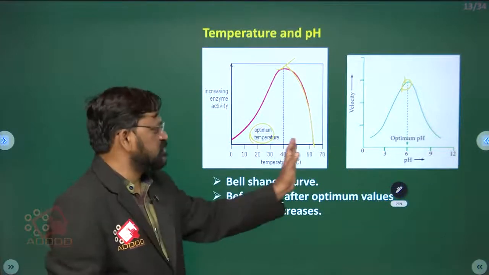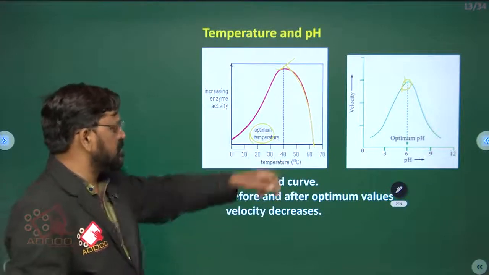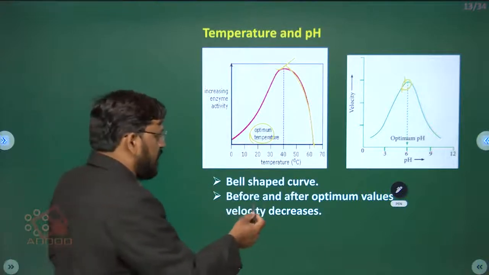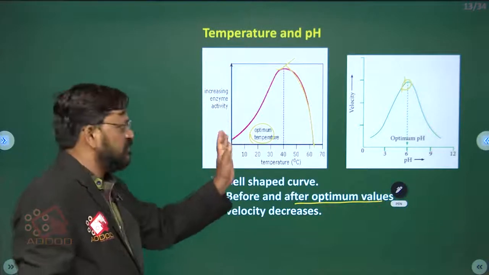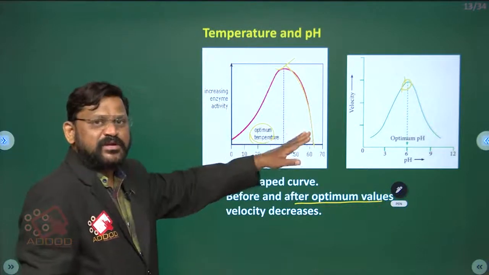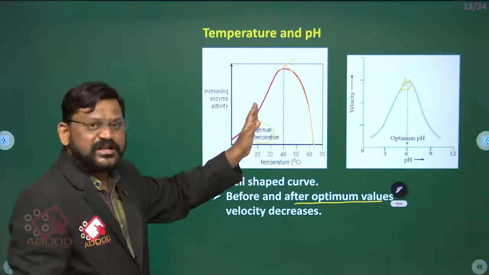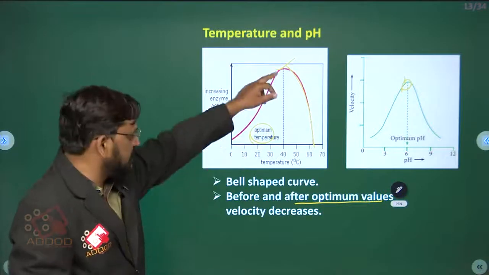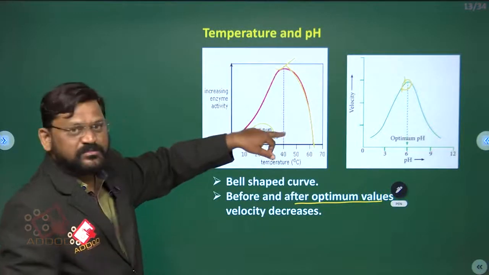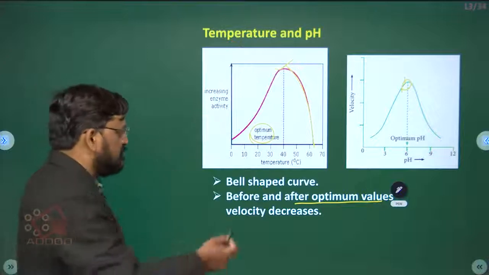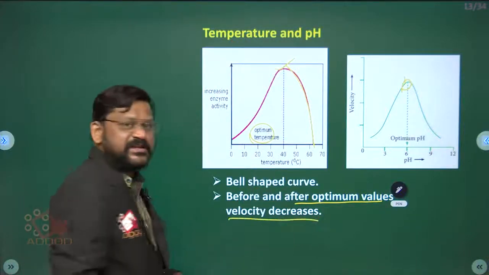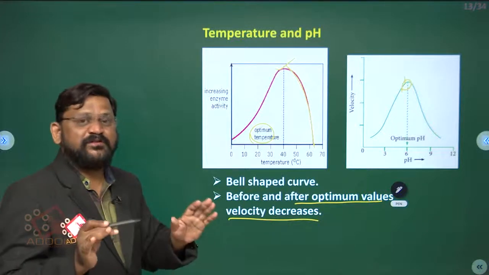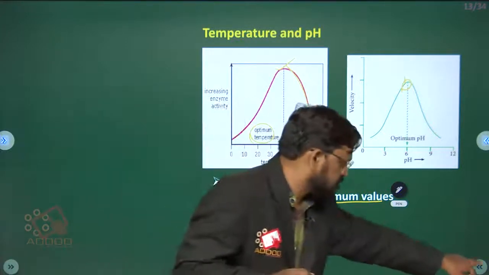So, if you see in these two graphs, we are getting a bell shaped curve. Before and after the optimum value, what happened? We can say that enzyme action decreases. Once it reaches this optimum, the enzyme activity increases. So, we can say before or after the optimum value, the velocity decreases, but at optimum the velocity increases.